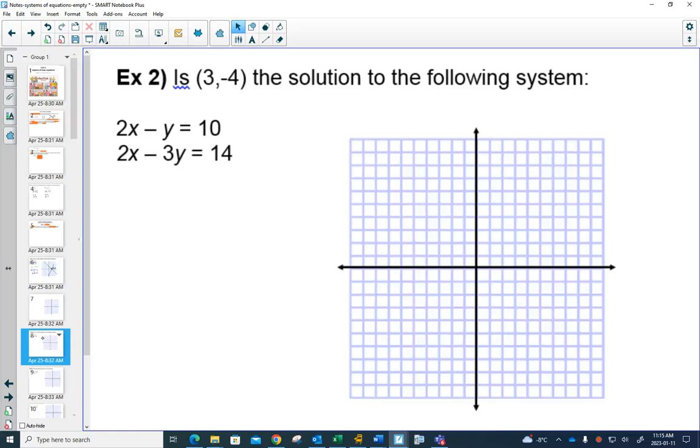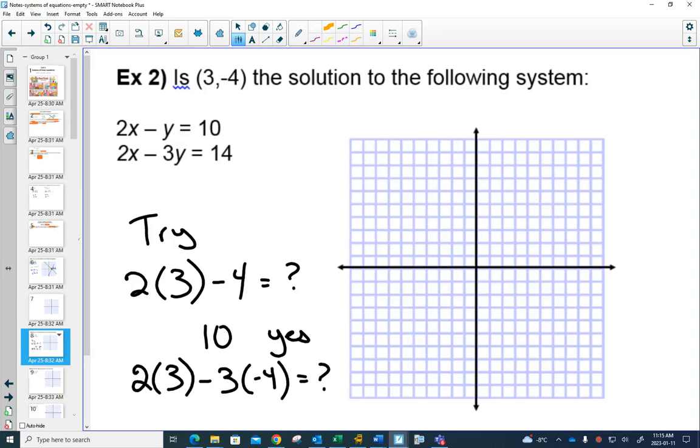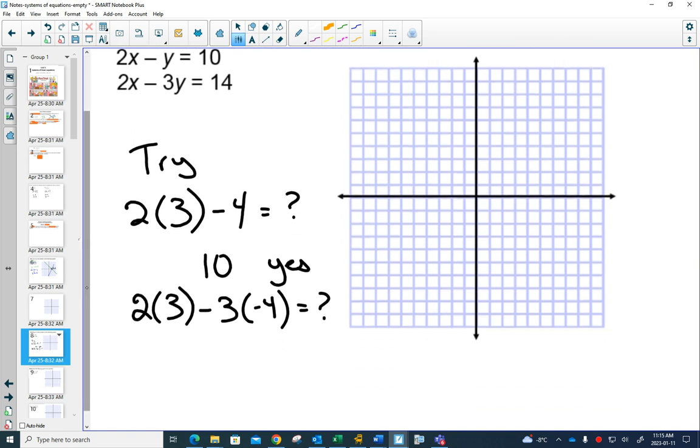So we could try it. 2 times 3 minus 4 equals, does it equal 10? Yes, for the first one. The second equation, 2 times 3 minus 3 times negative 4 equals, what does it equal? 6 plus 12? No.